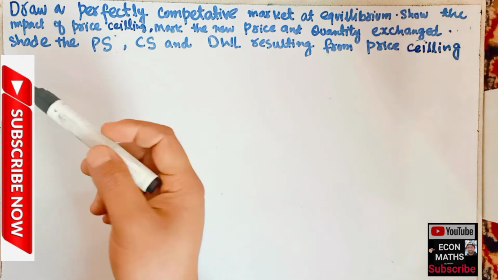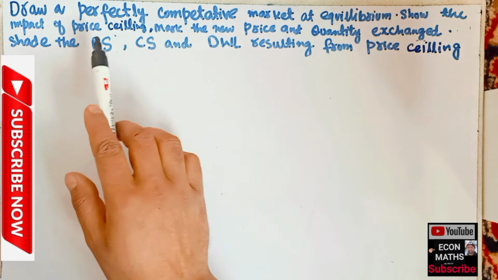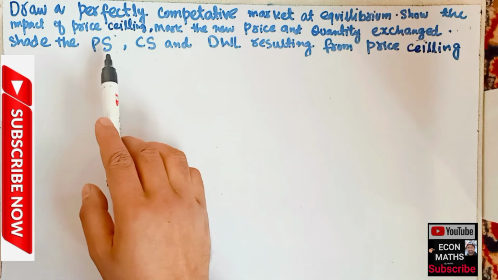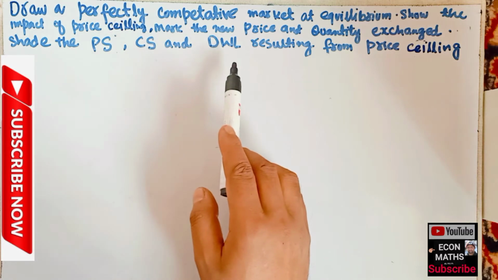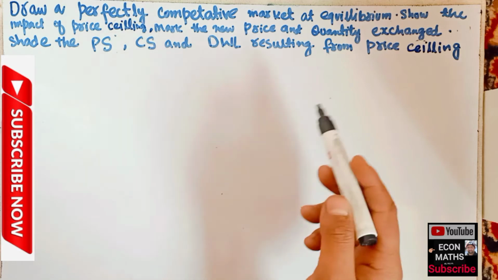The question is, draw a perfectly competitive market at equilibrium, show the impact of price ceiling, mark the new price and quantity exchanged, and show the producer surplus, consumer surplus and deadweight loss resulting from the price ceiling. So we have to graph out this situation.